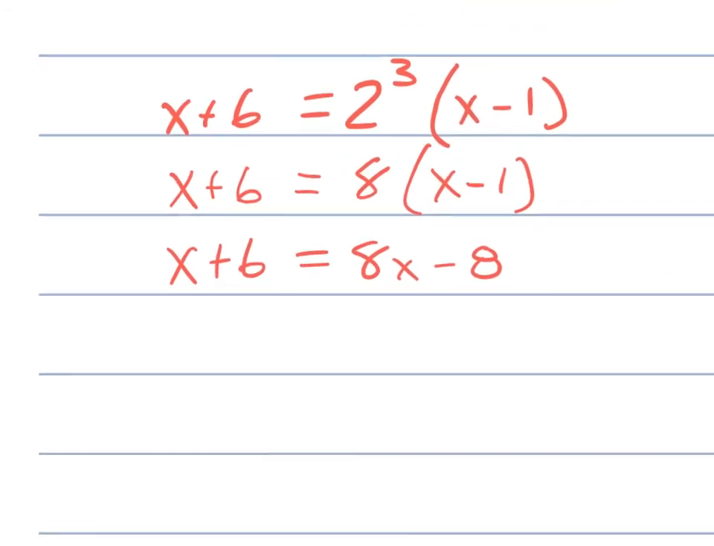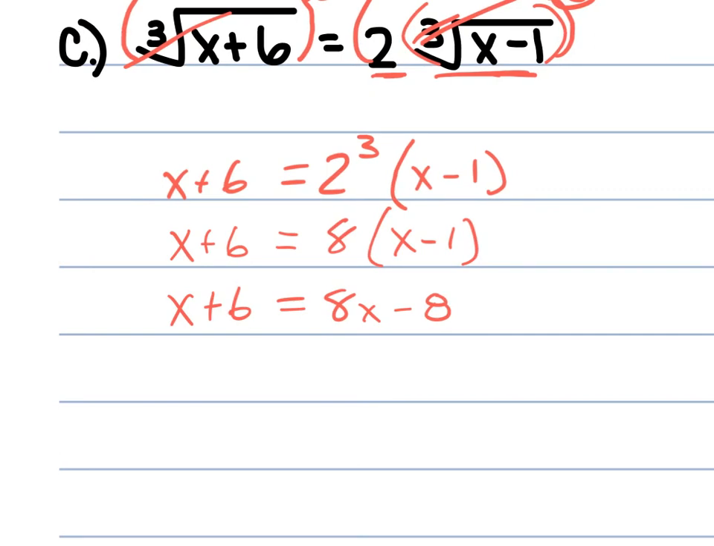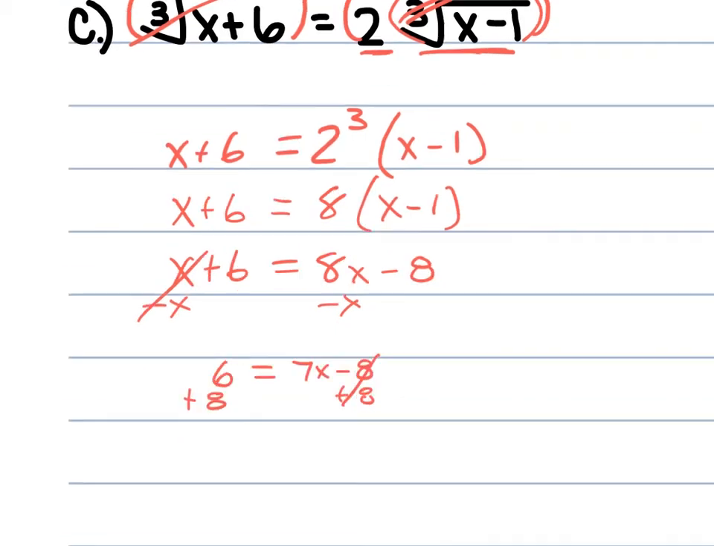Okie doke. Talk to me. I would add 6 to the other side. Okay. I would minus x first. Okay, let's do our x's then. I heard a lot of talk of x's, so we got 6 is equal to 7x minus 8. Now add 8 to both sides.